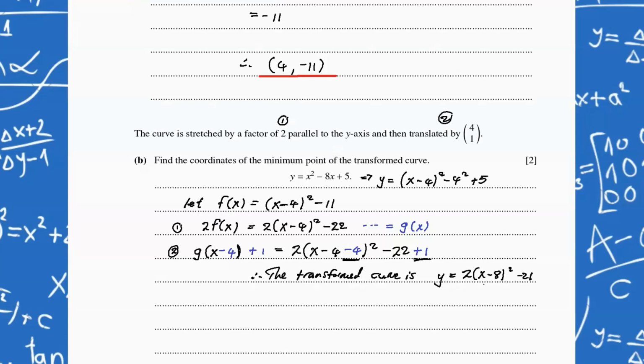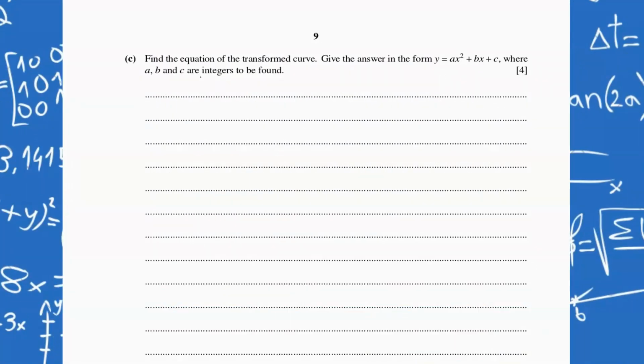And we can actually derive the coordinates of the turning point, that is the minimum point, from the completed square form as being negative of minus 8, which is 8, and the number outside, minus 21. And this should be the answer to part B. Let's go on to the next part, which is part C.